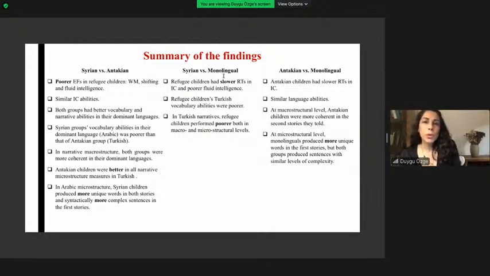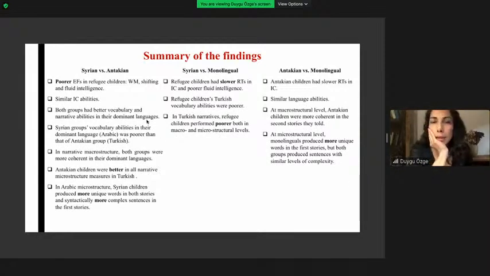Comparing Syrians versus monolinguals, we saw that refugee children had slower reaction times in inhibition and poorer fluid intelligence compared to monolingual children with a low socioeconomic status. Of course, their Turkish vocabulary abilities were poorer compared to monolinguals. And of course, in Turkish narratives, again, the monolinguals outperformed the refugee group. Okay, looking at the Antakyan bilinguals versus monolinguals.